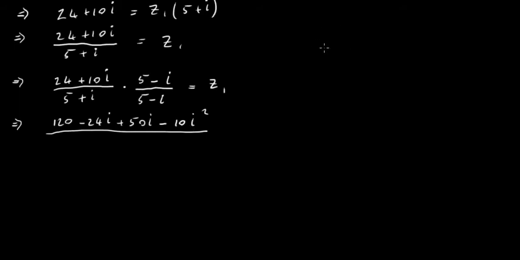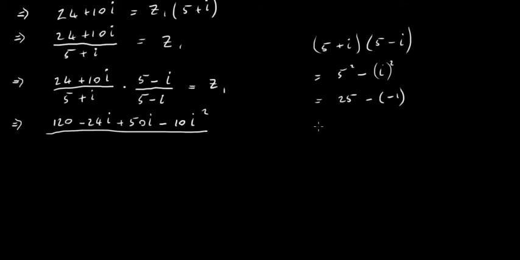Now if you look at these, really what we've got here is 5 plus I times 5 minus I. That's really just the difference of two squares. So it's really just the first term squared minus the second term squared. So that will give me 25, and this is minus 1. I squared is minus 1, so we just get 26. Minus is plus.